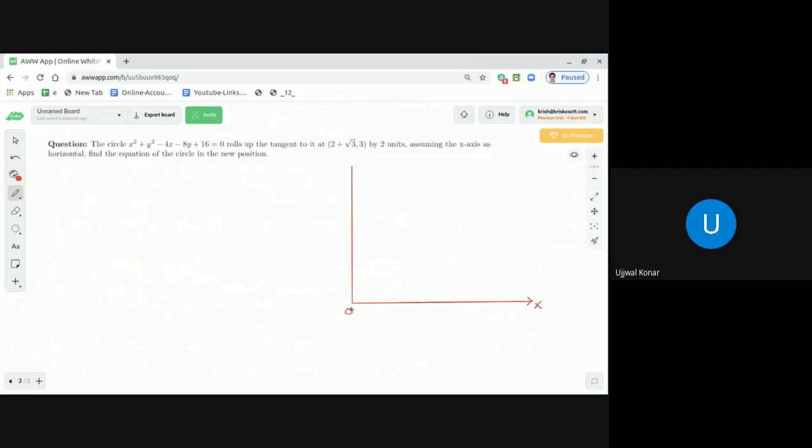Suppose this is the x-axis, this is the origin, and this is the y-axis. Why am I considering only the first quadrant? Because you see the point (2 plus root 3, 3) is in the first quadrant. So for the sake of simplicity, I'm taking only the first quadrant. Let me focus on the problem. Before that, let me explain what exactly is asked, what is meant by this rolling over the tangent.